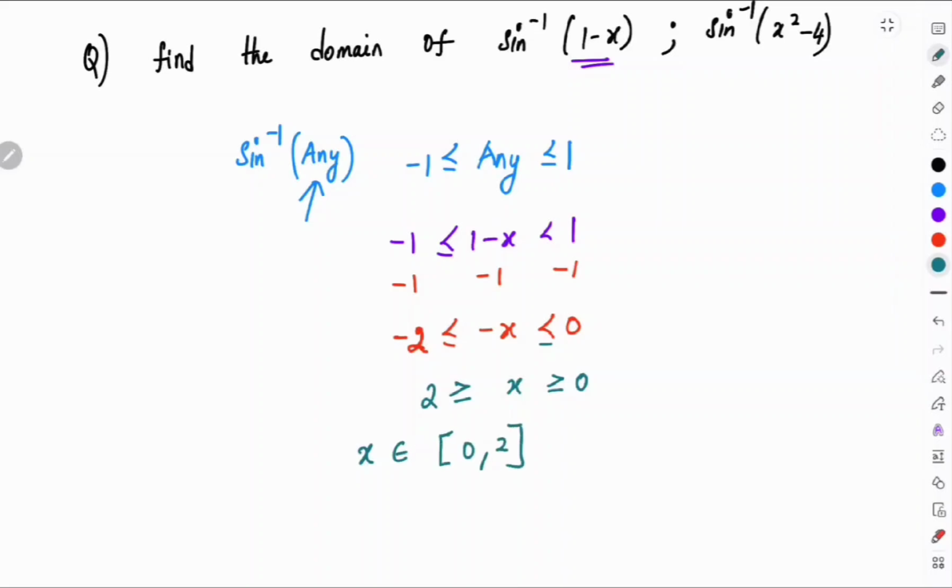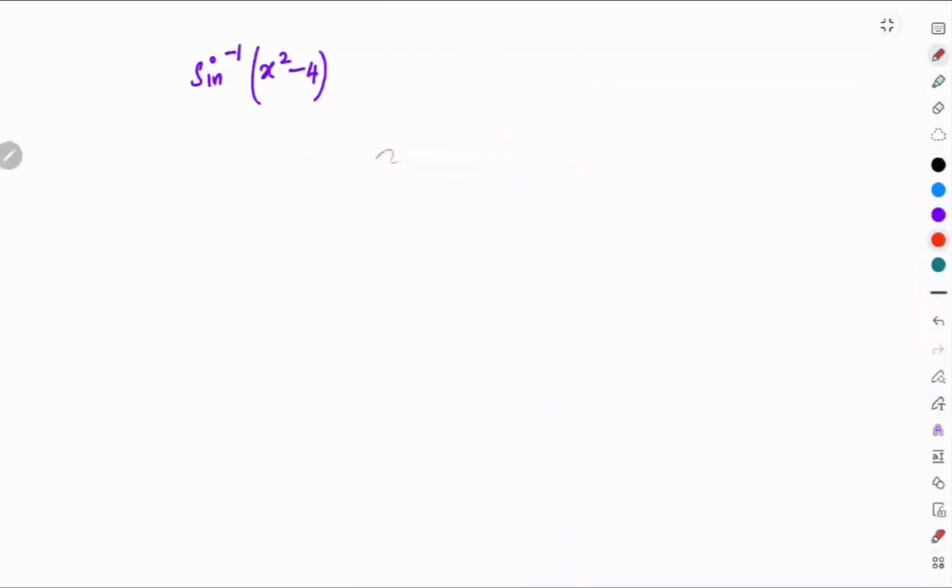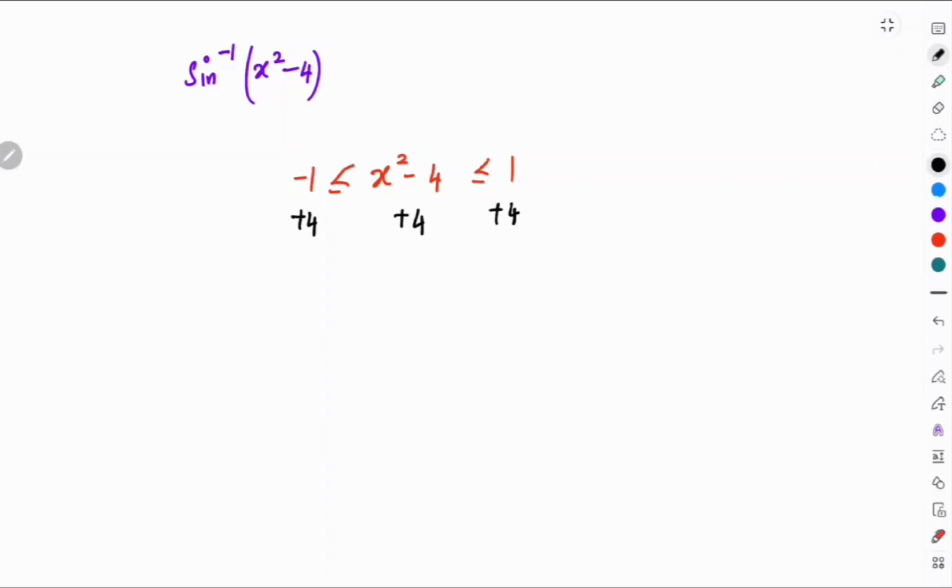Yes, clear? Now let us talk about sine inverse of x square minus 4. Here x square minus 4 should be less than or equal to 1 but greater than or equal to minus 1. Now let's add plus 4 on everything. So x square is greater than or equal to 3 and less than or equal to 5. Now x square is greater than or equal to 3 and x square is less than or equal to 5.